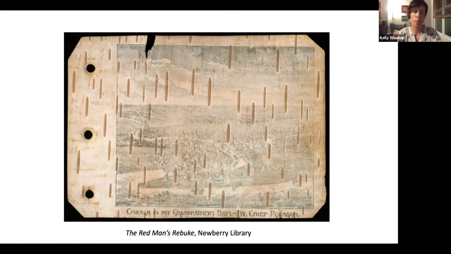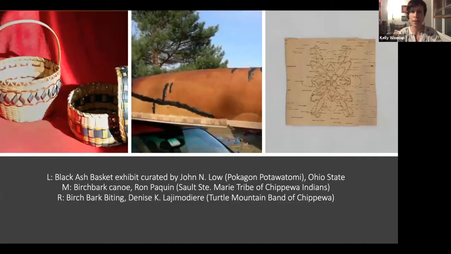The pamphlet's birch bark pages are all the more significant in the context of Pokagan's description of environmental destruction. He located his detailed accounting of colonialism's effects on a material that Potawatomi people used for centuries and still use for many purposes: to make dishes, boxes, baskets, canoes, and homes. Here's just an example of some recent items made with birch bark.